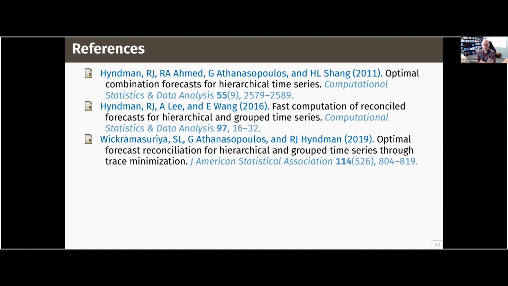Sebastian's asking, would it be appropriate to use bootstrap residuals to generate prediction intervals? Yes, exactly. We're going to talk about how to do that in the probabilistic reconciliation lecture, which is number 3 in the series. So same time next week, we'll do that one.